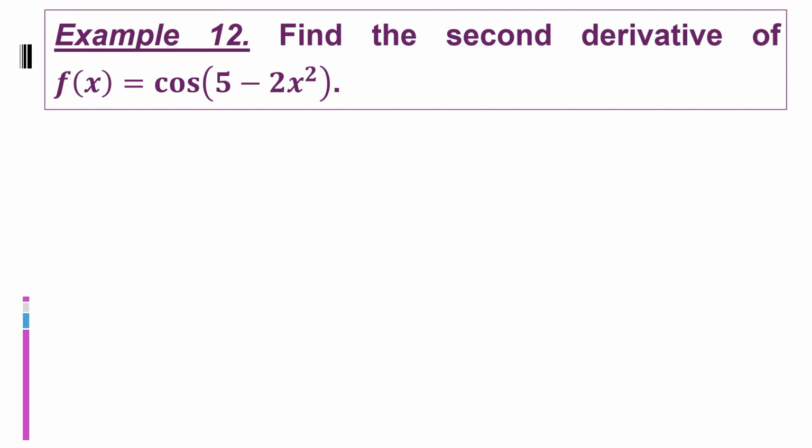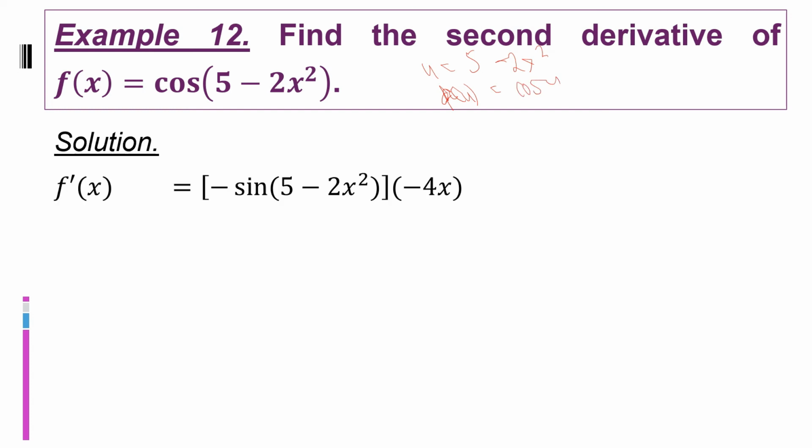Example 12. Find the second derivative of f of x equals cosine of 5 minus 2x squared. So, chain rule again here. Our u is 5 minus 2x squared, and our f of u is equal to cosine of u. For our solution, f prime of x is equal to, okay, let's take the derivative of this, negative sine of 5 minus 2x squared. Then, the derivative of the inside, we have negative 4x. Or that is 4x sine of 5 minus 2x squared.